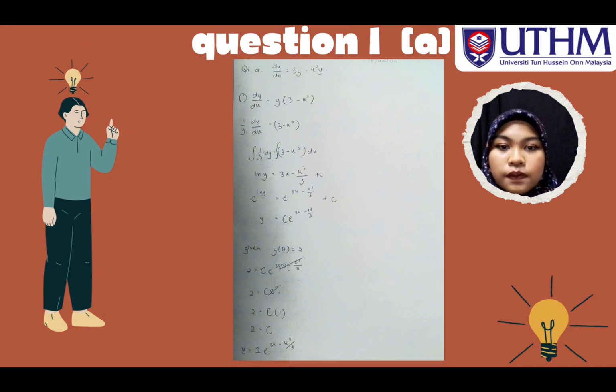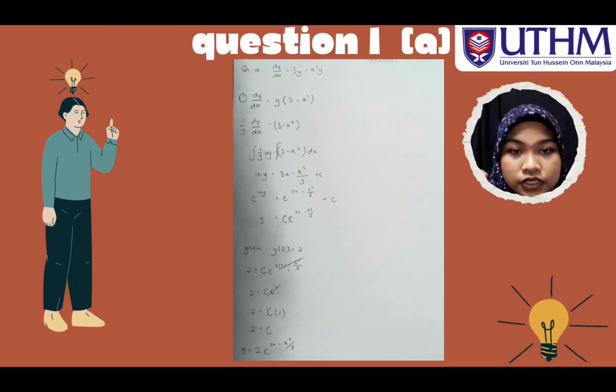Today I would like to talk about question 1A. From 1A, they have given the differential equation dy per dx equal to 3y minus x squared y. Firstly, they want us to show the equation can be solved by the separation method.